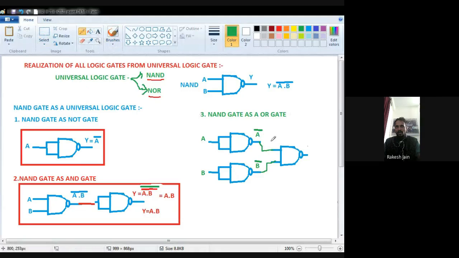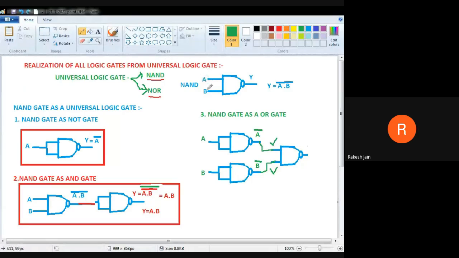Okay. Now what is the first input? What is the second input? The first input is A bar, because it is connected with the A bar line, and this second input of the NAND gate is B bar, because this is connected to the output line of the second NAND gate. Okay. Now what will be the output? Now see very carefully. What is the NAND gate rule?